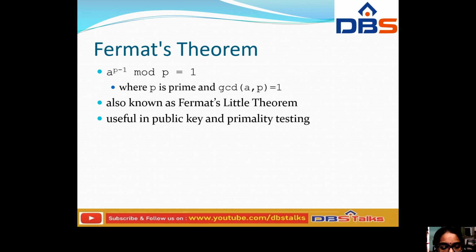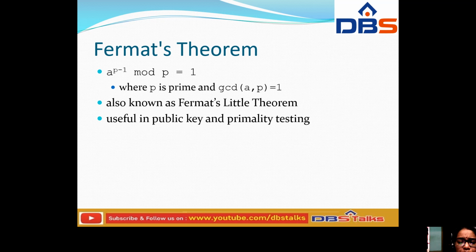If we have computed the greatest common divisor of a and p, we can also call this Fermat's little theorem. This one is used in public key cryptography and primality testing.